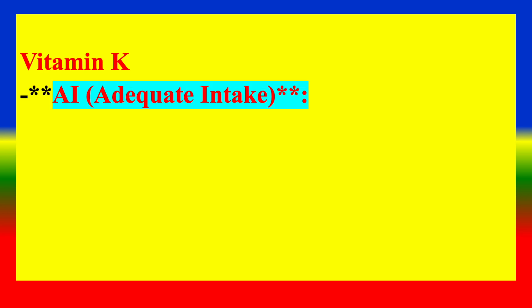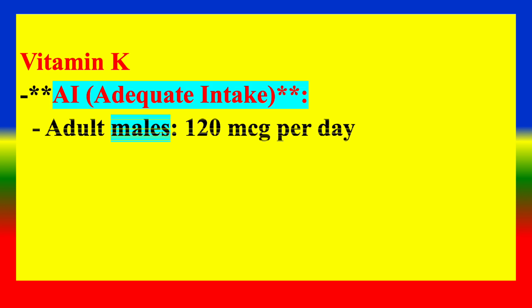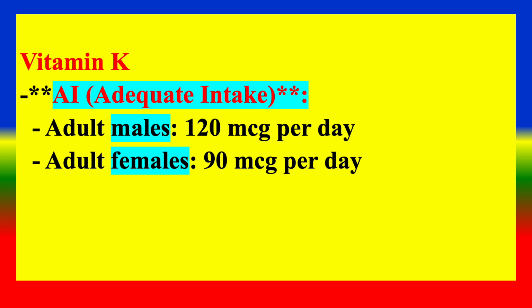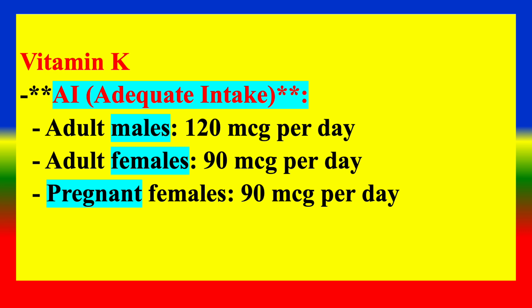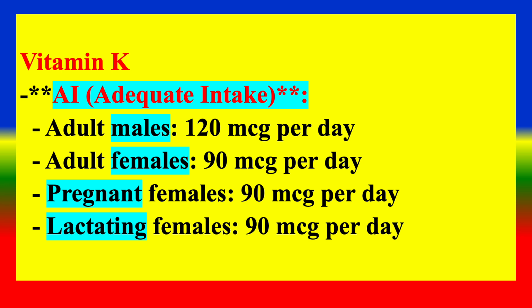Pregnant and lactating females 50 mg per day. Vitamin K, AI, adequate intake. Adult male 120 micrograms per day. Adult female 90 micrograms per day. Pregnant female 90 micrograms per day. Lactating females 90 micrograms per day.